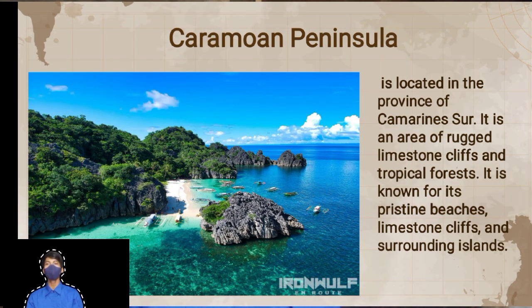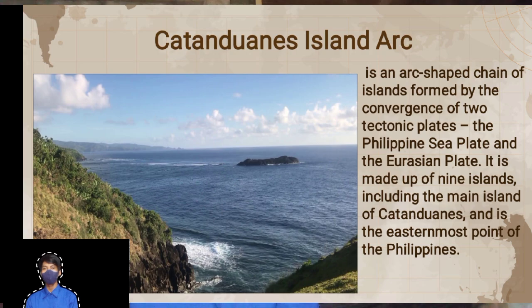The Caramoan Peninsula. The Caramoan Peninsula is located in the province of Camarines Sur. It is an area of rugged limestone cliffs and tropical forest. It is known for its pristine beaches, limestone cliffs, and surrounding islands. Following the Caramoan Peninsula is the Catanduanes Island Arc.